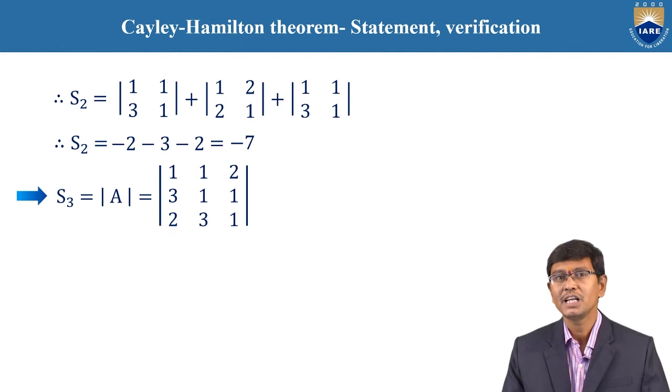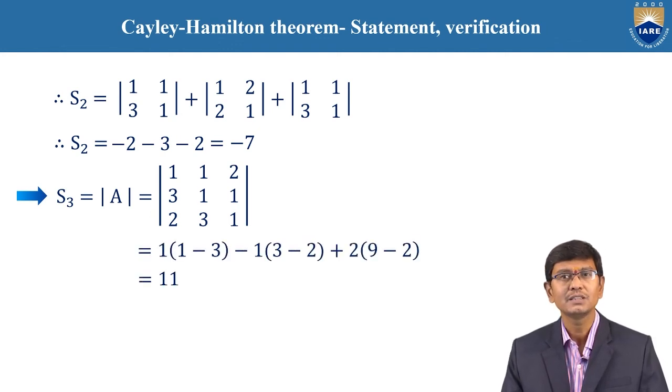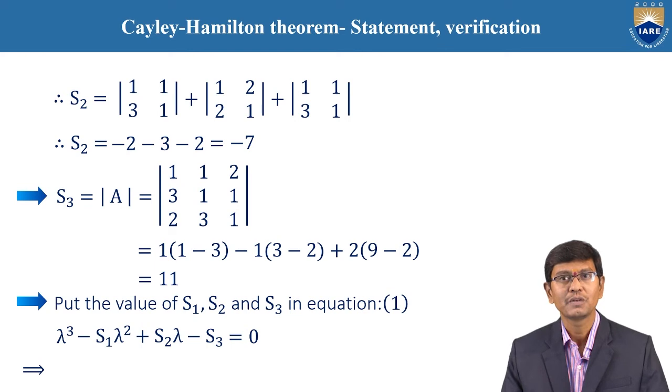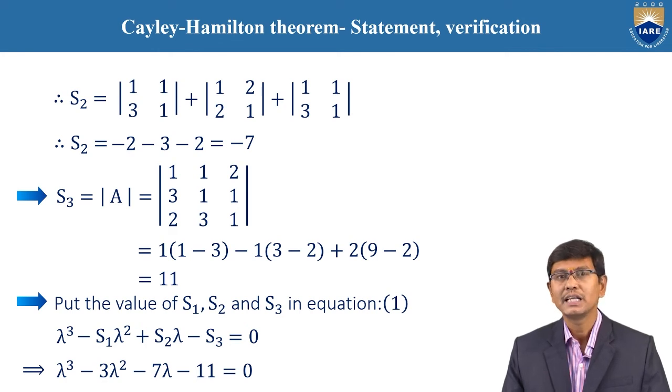With the help of this 3 by 3 determinant, by solving, we clearly obtain the value, that is 11. Therefore, here we concluded the values S1, S2 and S3. By getting these 3 values, when we replace them in equation 1, that is lambda cube minus s1 lambda square plus s2 lambda minus s3 is equal to 0, it changes to lambda cube minus 3 lambda square minus 7 lambda minus 11 is equal to 0.